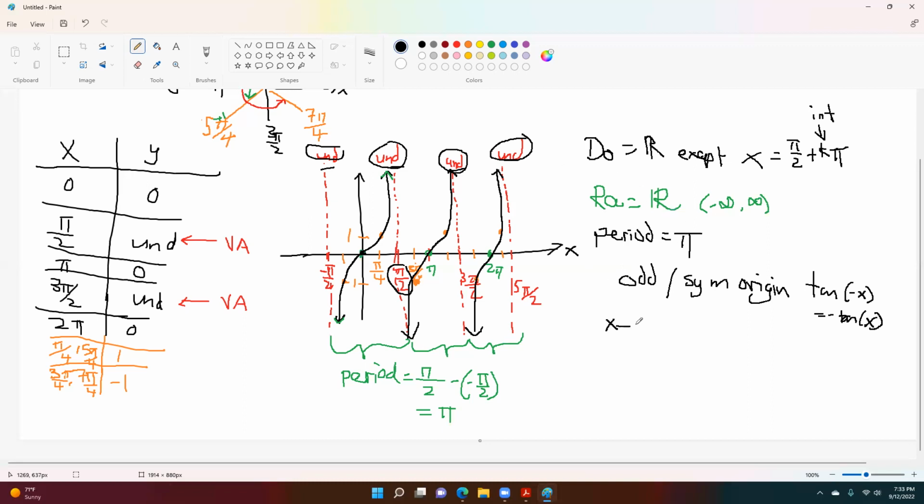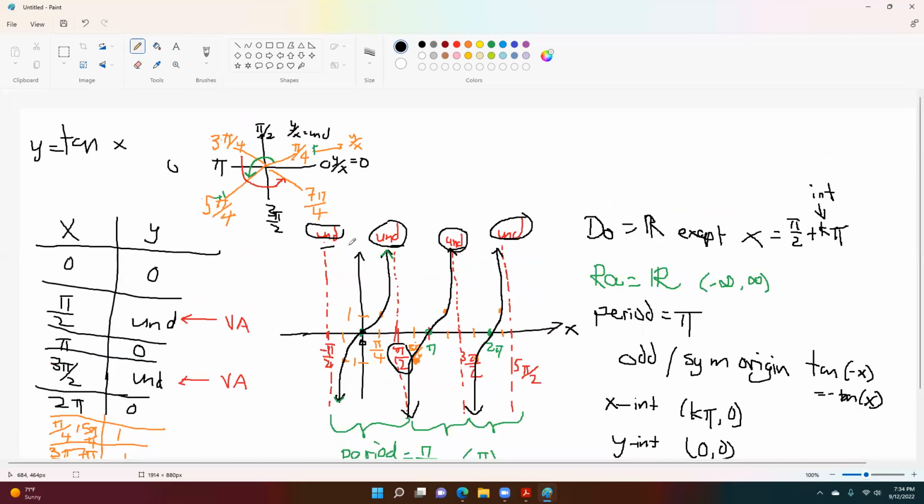What is your x-intercept in this case? It crosses at 0, 0. It crosses at pi, 0, 2 pi, 0, 3 pi, 0, 4 pi, 0. So your x-intercept in this case will be k pi, 0. Again, k in this case is an integer. And your y-intercept will be at 0, 0 because it only crosses at 0, 0. So this is the tangent graph that we'll be using.